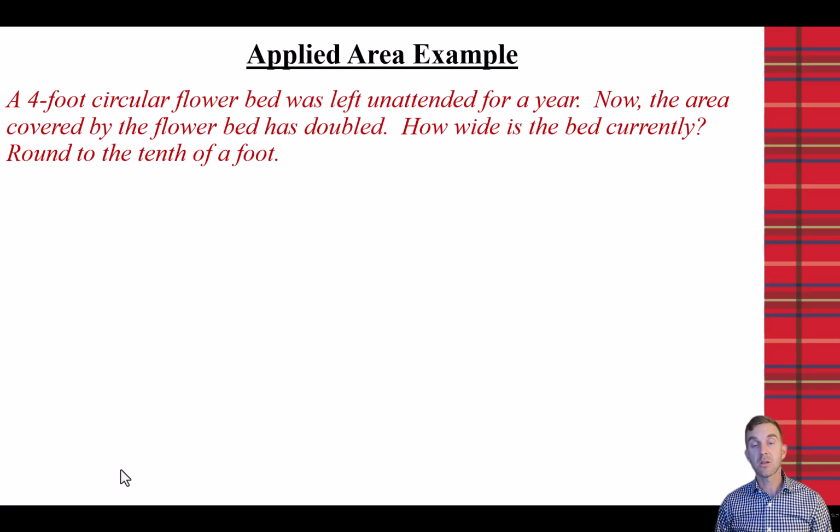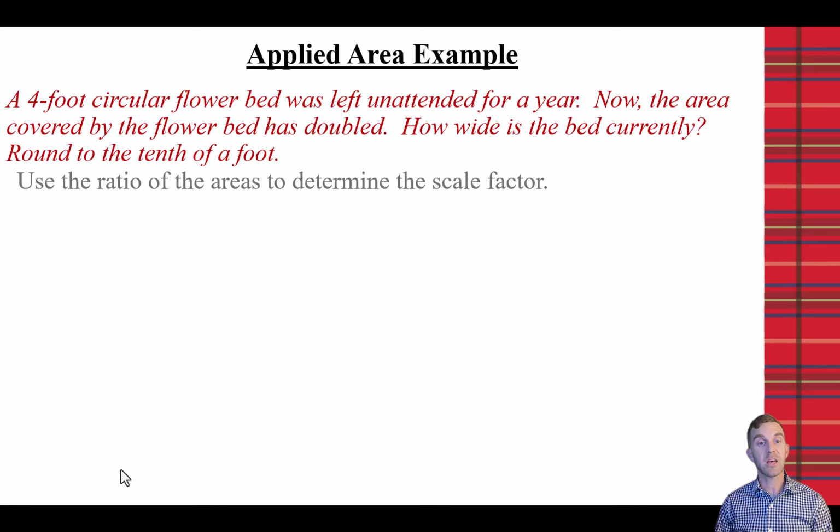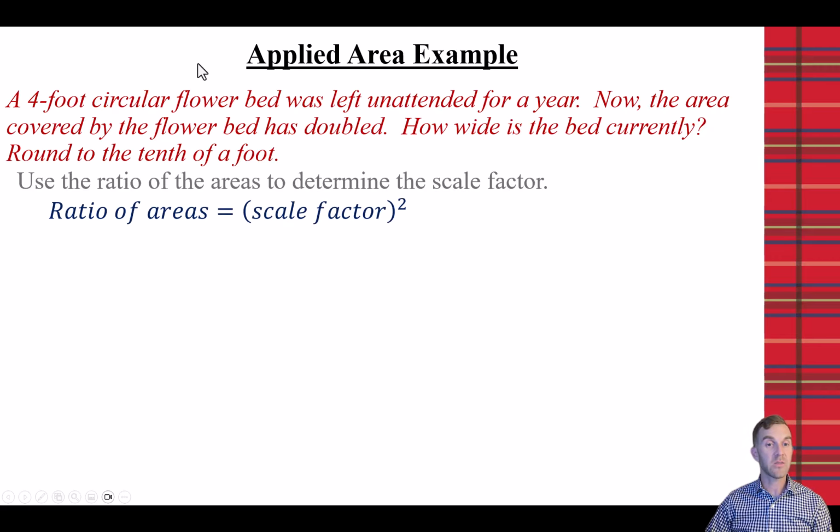So first, we don't necessarily have a formula. We could use circles to do this, but let's look at this from the idea of the areas to determine the scale factor. Because what we're told here is that the area has doubled. So when we think about it, we have the ratio of the areas. We can use that to go back to the scale factor, because the ratio of the areas is the scale factor squared. So we know the ratio is 2 to 1, and we know it's the scale factor squared.